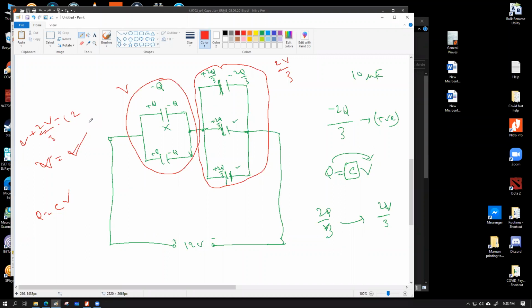Yes, sir. This is very basic. The heart and soul of this problem is that the disconnected part of the circuit would have equal charge sharing across its plates on the two sides.